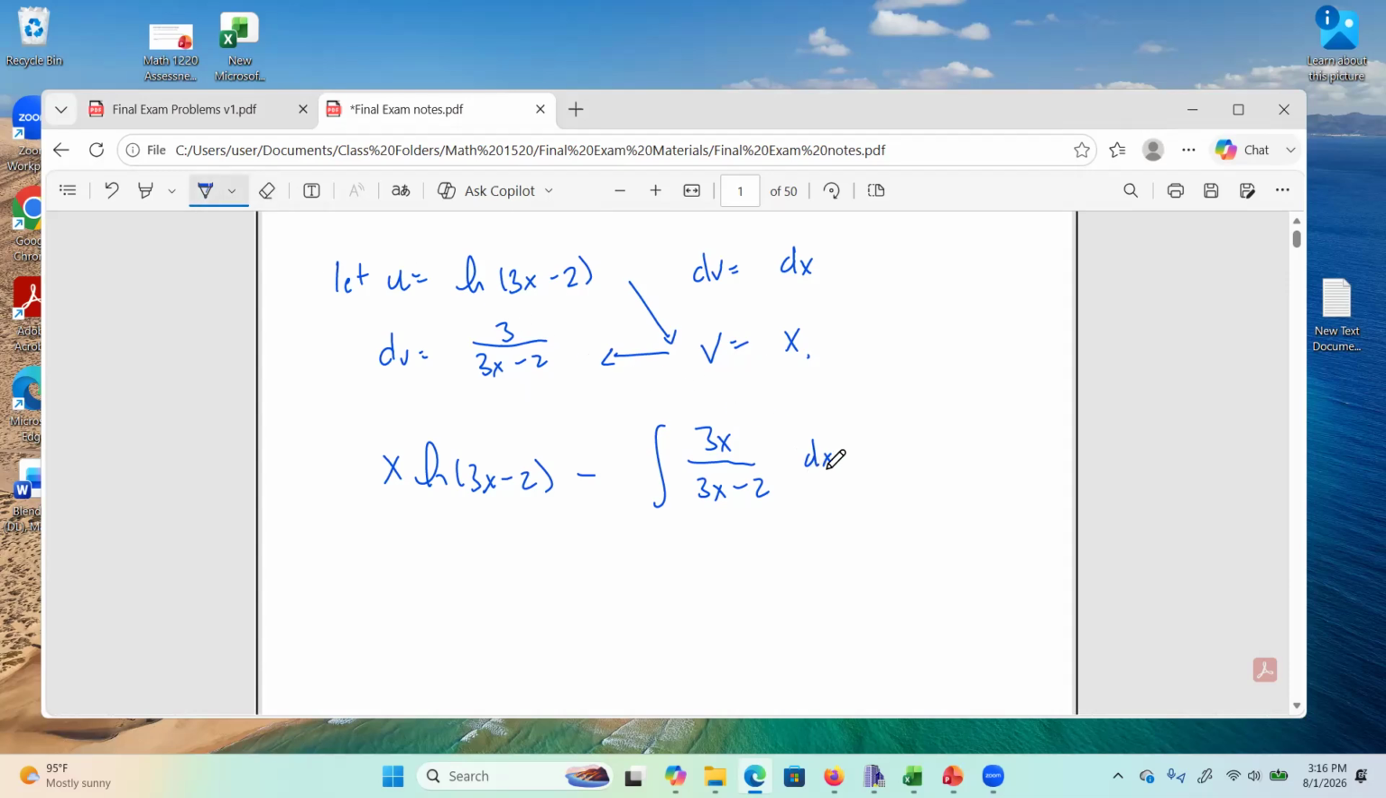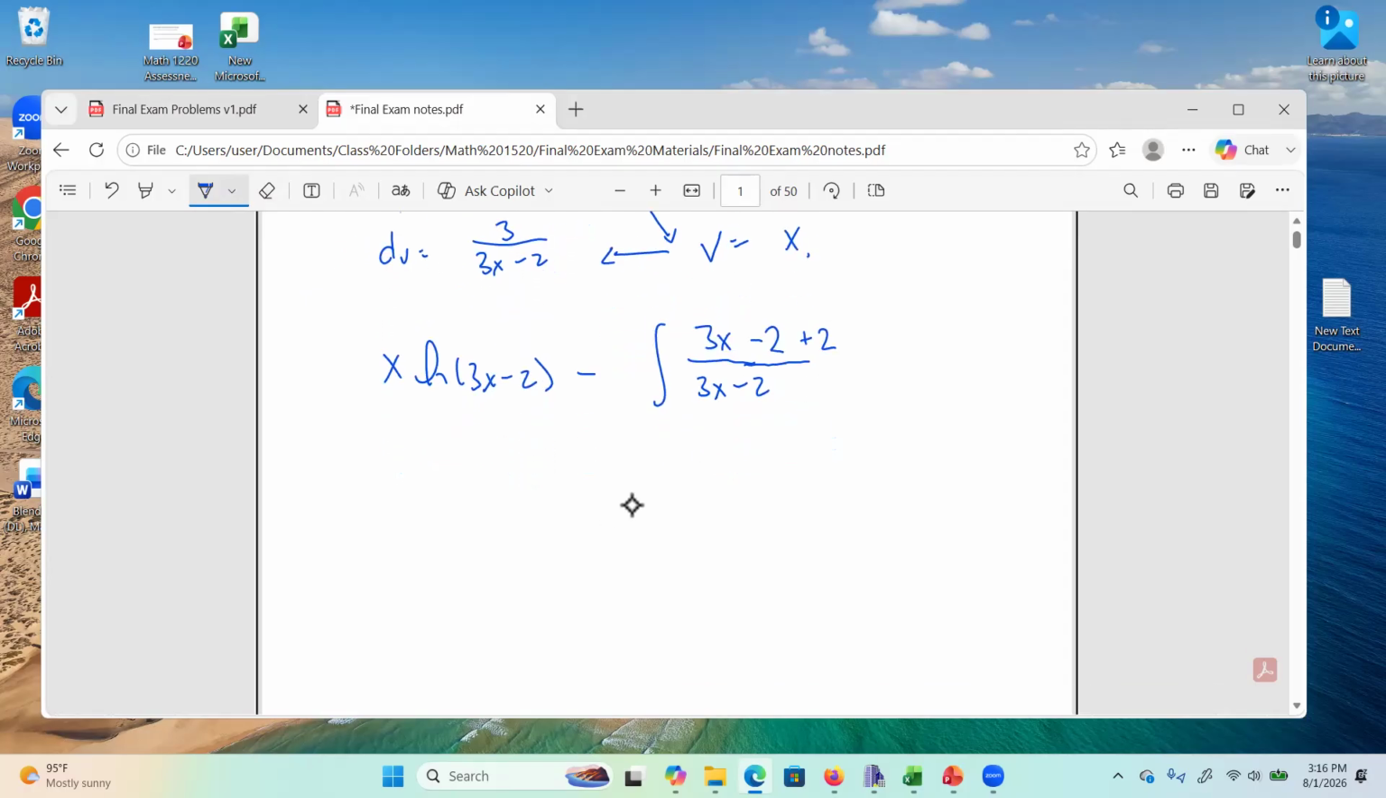I'm going to try to be clever and think if I can add and subtract something that would make this a little bit easier to deal with? Yes. Why did I subtract 2 and add 2? So really, I just added 0. But you see what I've done here is we've kind of grouped these together. So I have minus 3x minus 2 over 3x minus 2 plus 2 over 3x minus 2. Now, don't forget that this is minus this whole integral.